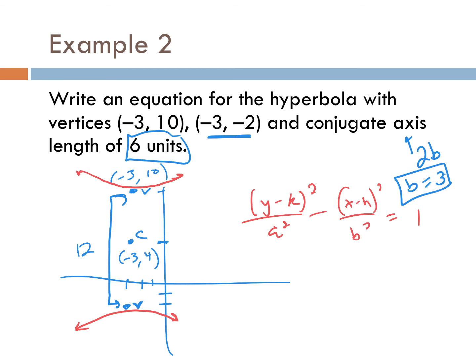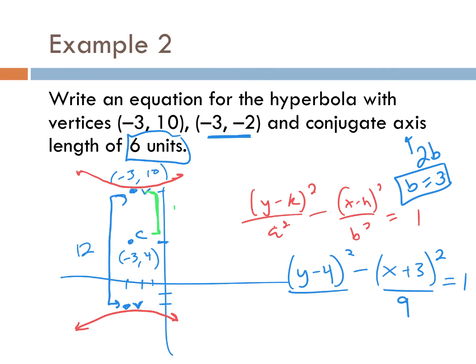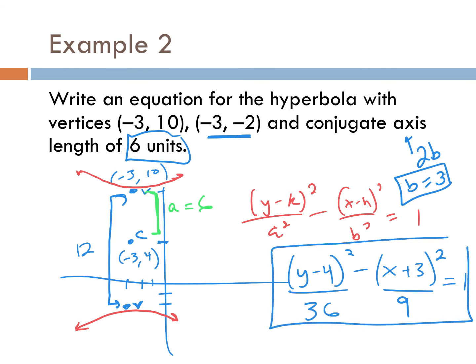So there's my center, at (-3, 4), so that'd be (y - 4)^2 minus (x + 3)^2. You know it's supposed to equal 1. We have a hidden b value of 3, so under the bottom of that second term, it's going to be 3 squared, which is 9. And remember, your a distance is the distance from your vertex to the center. So it looks like the a distance there is 6. Since my a distance is 6, if I square that on the bottom, that's going to be over 36. So here is my standard form of the hyperbola.